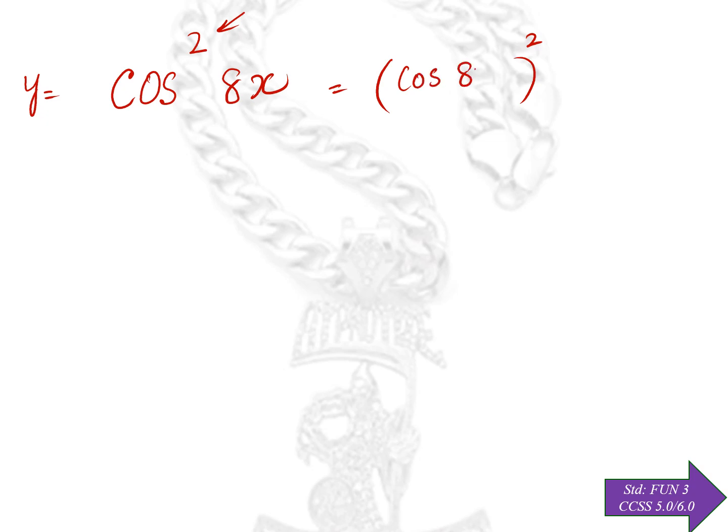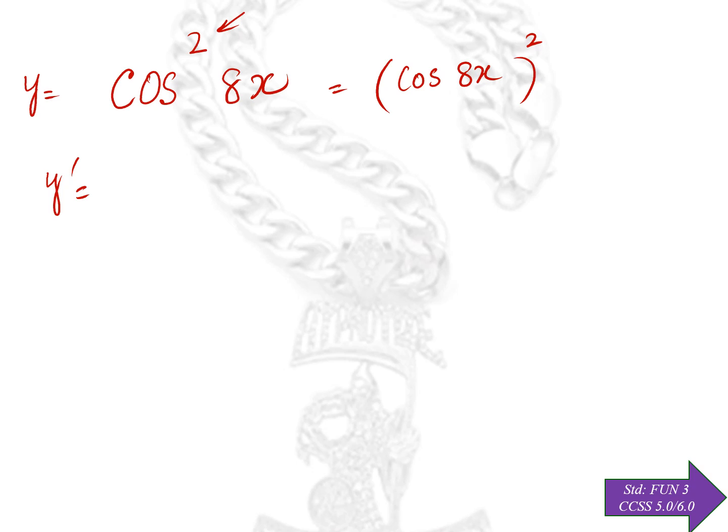Let's suppose we have cosine squared 8x. What will happen in this case? Understand, whenever there is a power on the sine, on the cosine, on the tangent, it means the whole function has a power. So it is cosine 8x, squared. Now why is it a chain rule? Because one after the other we have to take the derivative. Don't skip any step if you want to understand.